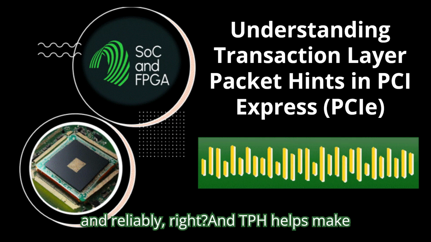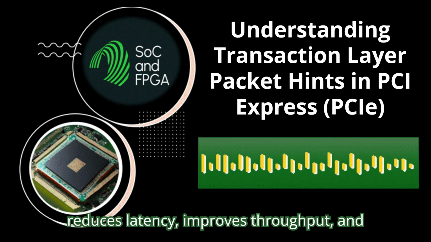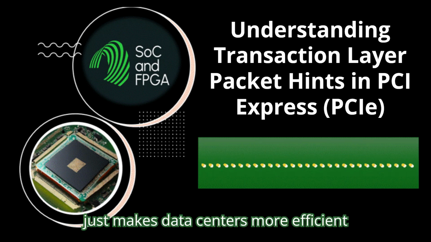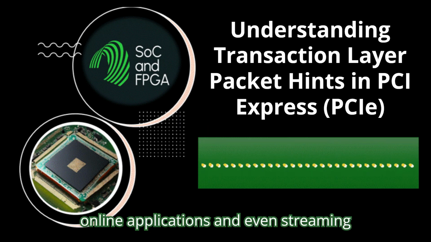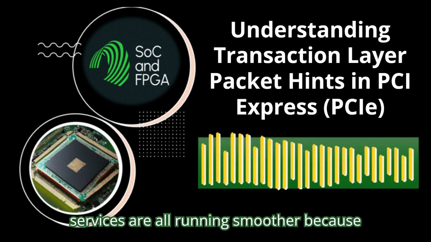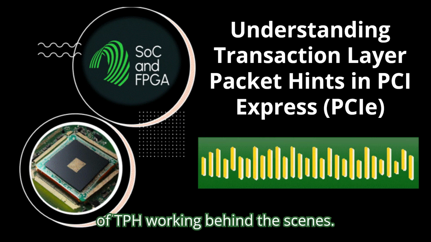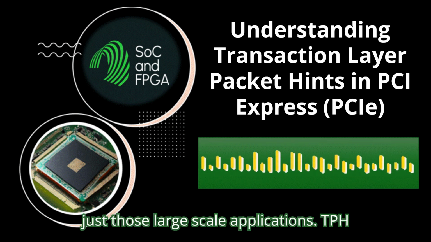Right. And TPH helps make that happen. By optimizing data flow, it reduces latency, improves throughput, and just makes data centers more efficient overall. So our cloud services, online applications, and even streaming services are all running smoother because of TPH working behind the scenes. Absolutely. And the benefits go beyond just those large-scale applications.